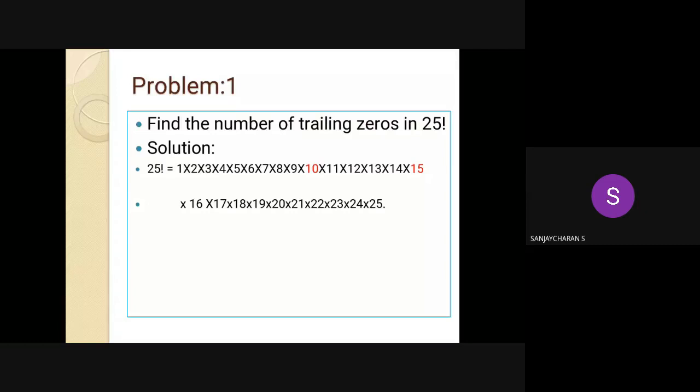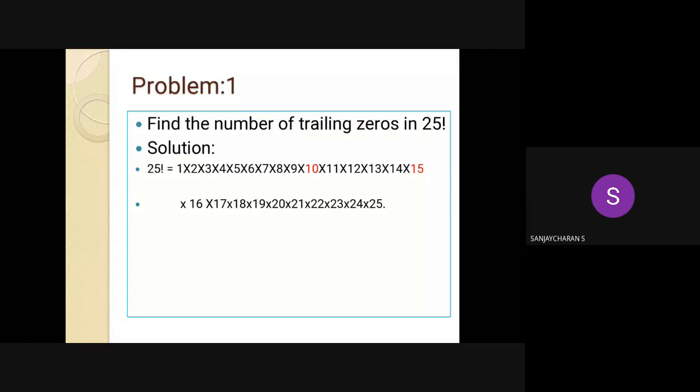If you multiply any number by 10, you will definitely get 0 in the unit place. When you multiply 2 into 5, you will get 10. So I have to search for the factors 2 and 5, and definitely I will get 10, because 2 into 5 becomes 10.